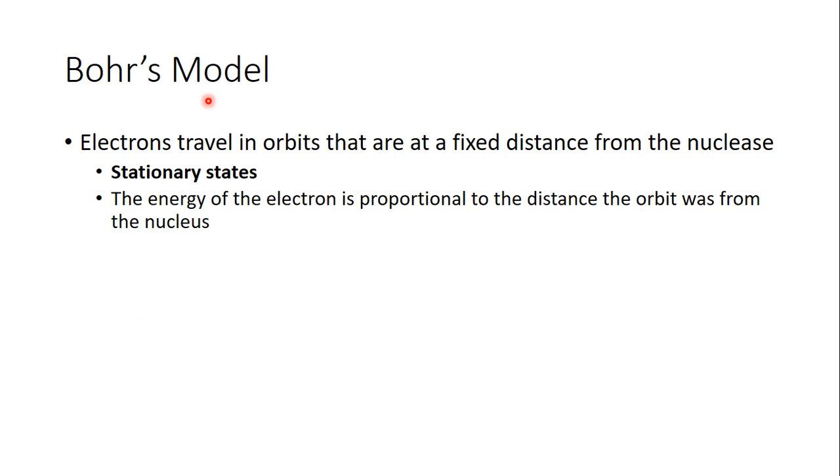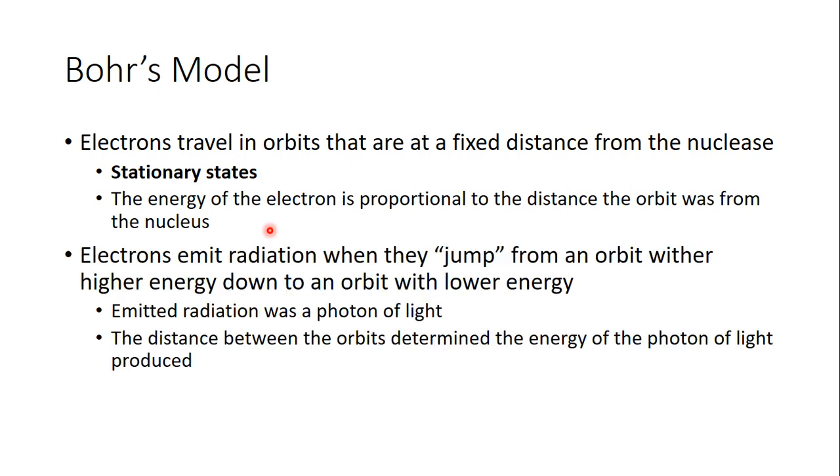Now, for him, he thought that electrons traveled around the nucleus at a fixed distance, almost like planets going around the sun. And he called these stationary states. We know now that this isn't true, and we'll get into what is really true in future videos, but it is important for a basic understanding to understand the Bohr model of the atom. And basically, the closer the electron is to the nucleus, the lower energy it has.